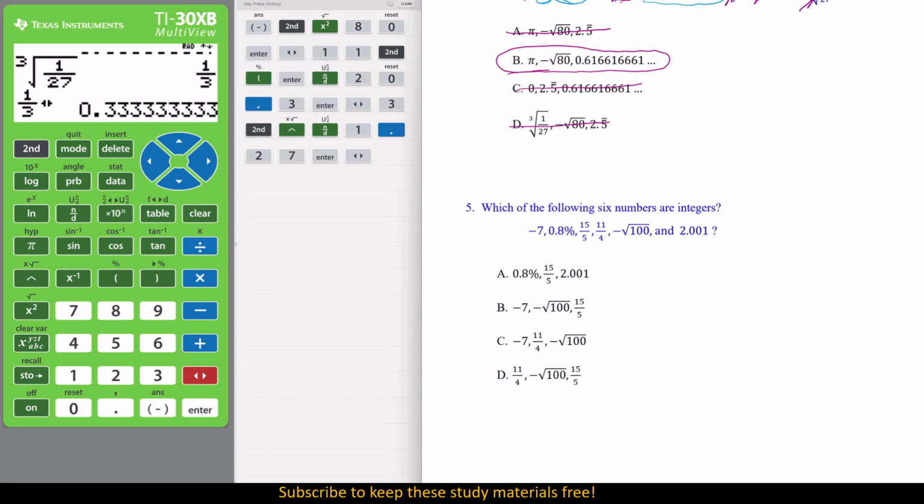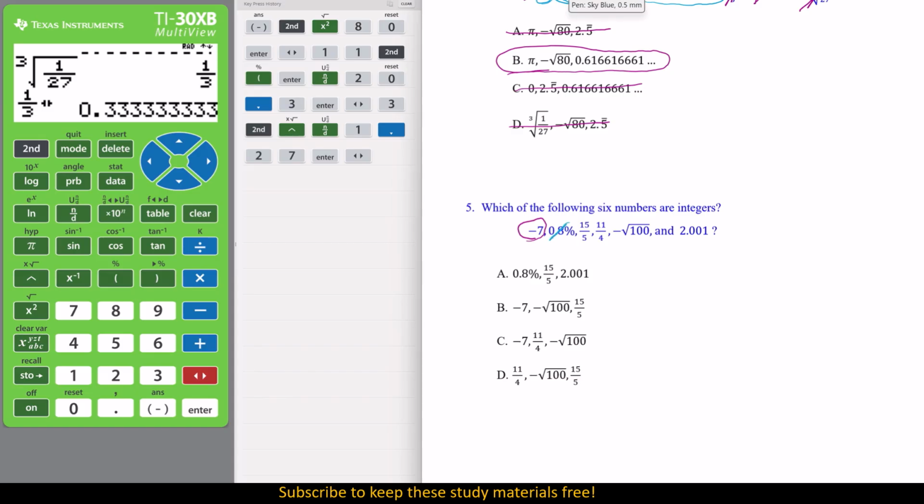Which of the following 6 numbers are integers? Okay, now when we're asking for integers, we're asking for integers after we simplify. Okay, we have to look at the simplified form. Okay, so let's see here. Which of the following 6 are integers? Well, an integer is not a decimal. Okay, so -7 is obviously an integer. This 0.8%, there is no way that that can be an integer. So let's get rid of that.